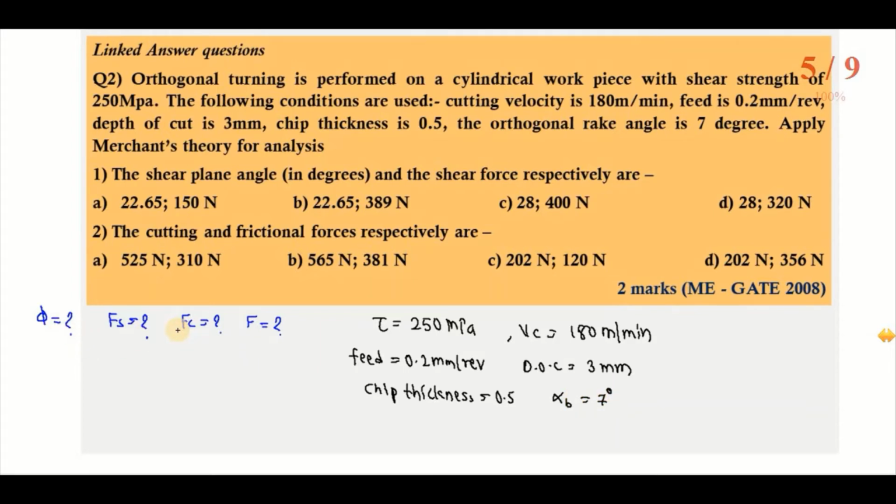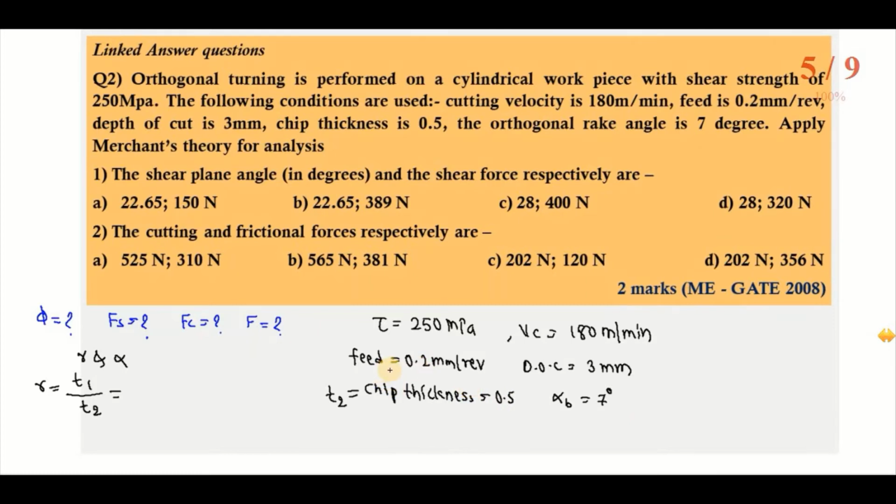So first, to find out the shear plane angle, we require chip thickness ratio r and alpha. So alpha is given, that is back rake angle. We want to find out chip thickness ratio. So this r, which is the ratio of uncut chip thickness upon chip thickness, that is T1 upon T2. So the chip thickness is given, so this will be our T2, which is 0.5, and here the feed is given.